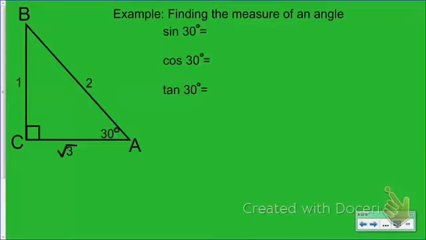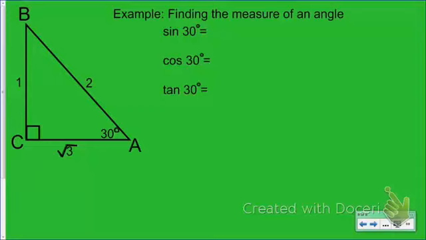Finding the measure of an angle. Okay, so in this case, it says sine 30 degrees equals. One thing you'll notice is that now instead of having sine A or cosine A, we have sine 30. We have the actual degrees in there. First of all, I want to show you that this is going to show you how these ratios work.